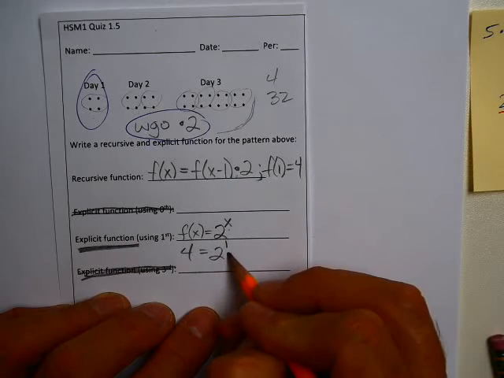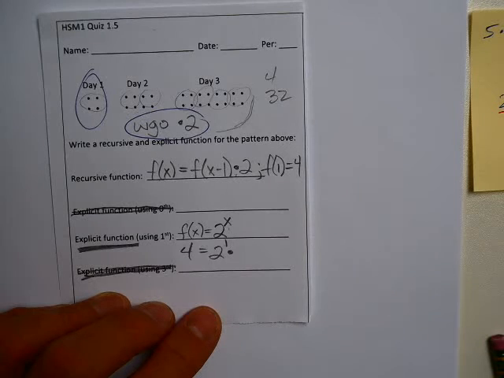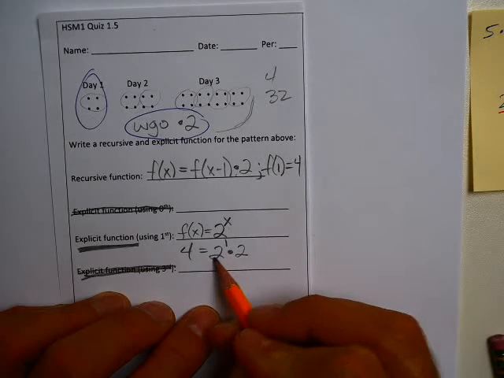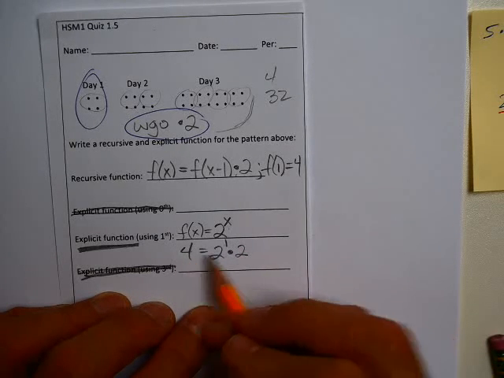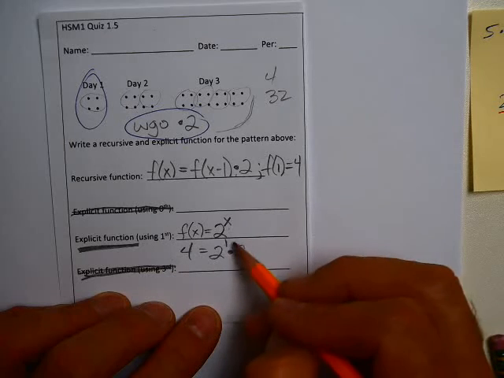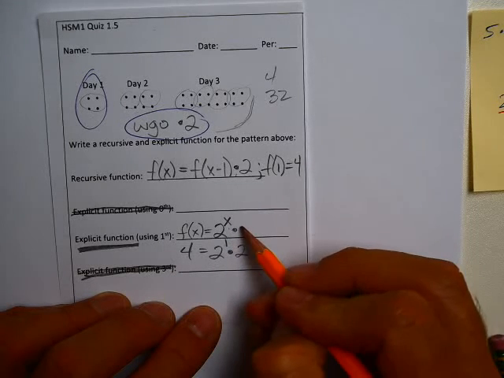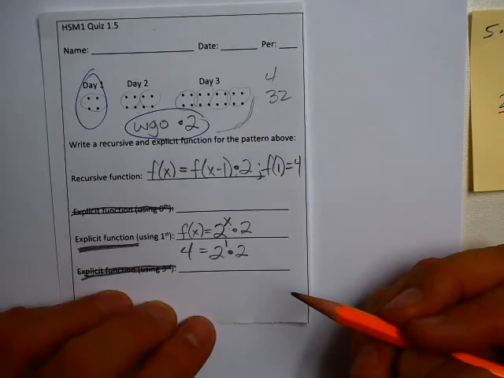So what would I have to multiply this by to make this true? And that answer is 2. 2 to the first power times 2 equals 4, and that makes that true. So that's the adjustment that I have to make here to make that all true.